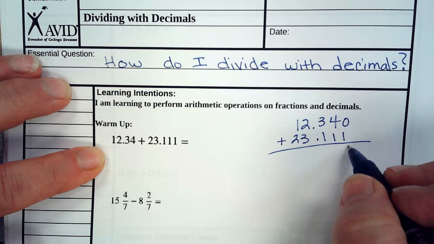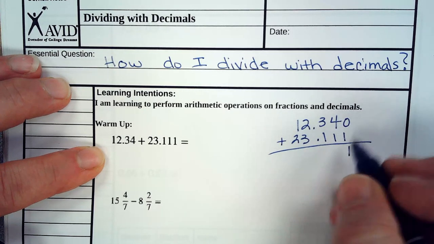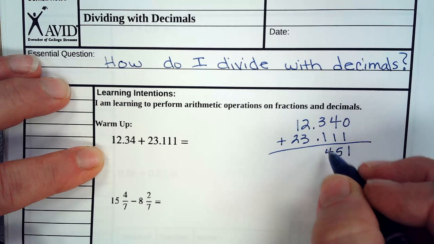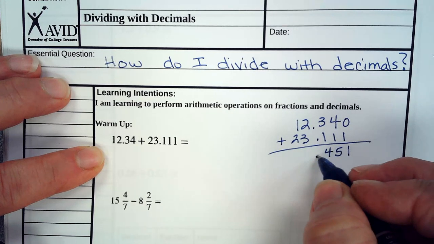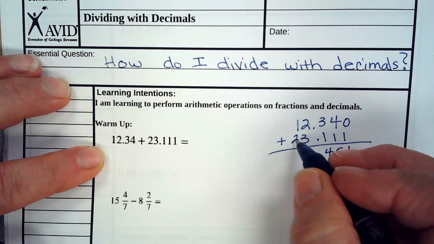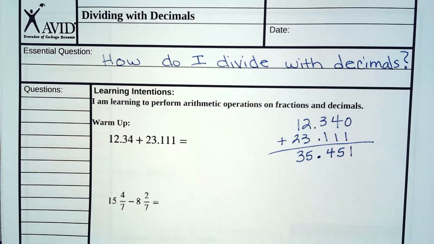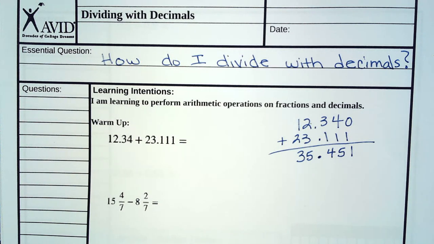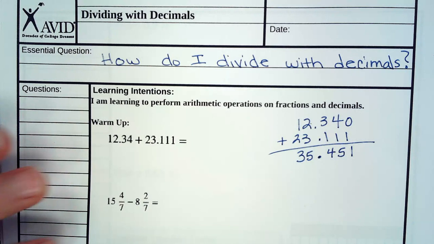0 plus 1 is 1. 4 plus 1 is 5. 3 plus 1 is 4. Bring your decimal down. 2 plus 3 is 5. 1 plus 2 is 3, and we're done. Okay, so it's not hard if you keep everything straight.